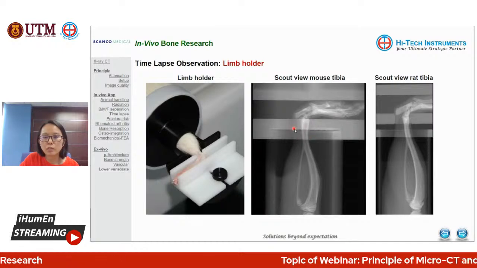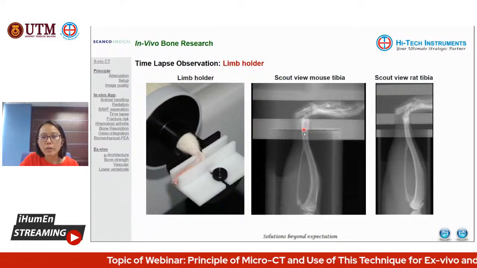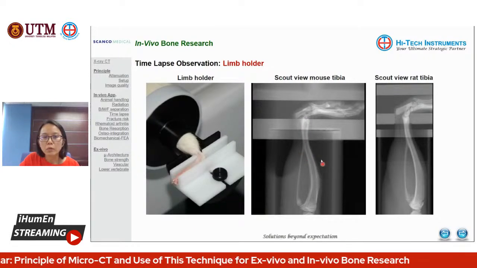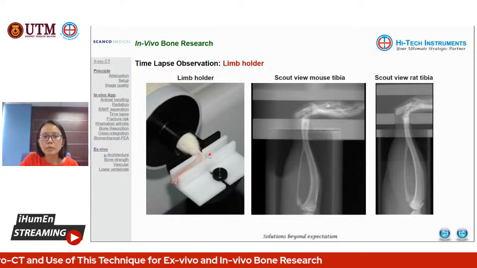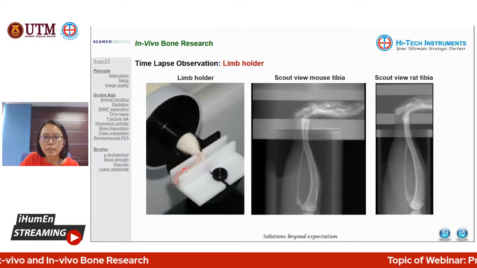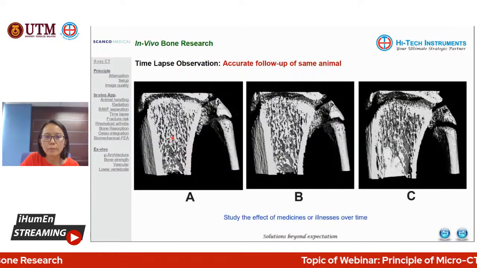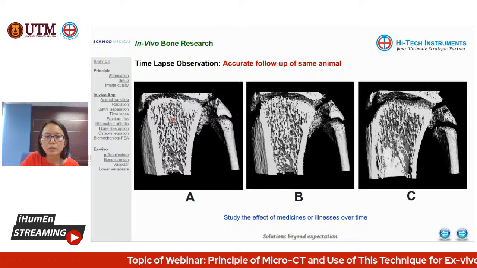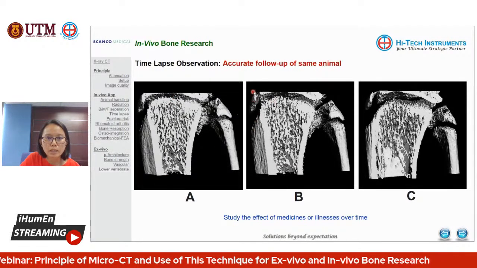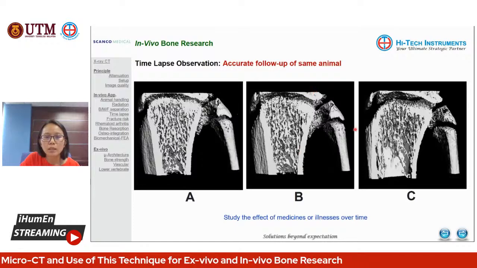you would like to focus on the top, the epiphysis, or the metaphysis, or even the diaphysis area of the tibia. So every time you hold the animal using the same holder, you get a precise follow-up, as you can see here. So this will be your starting scanning point. And from here to here, let's say it's about 5 mm. So every time you can stick to the same setting so that you can get the accurate follow-up.